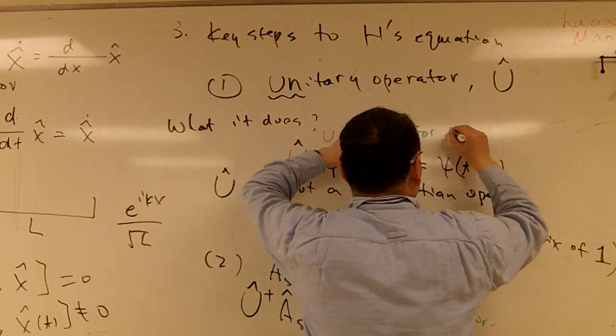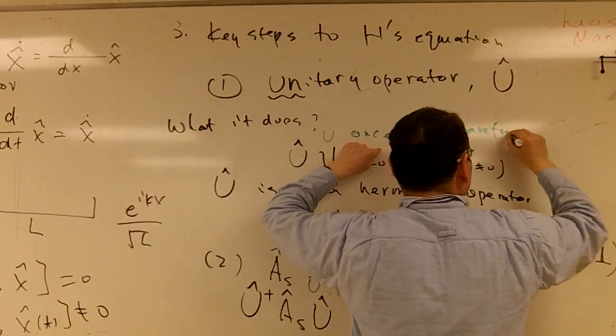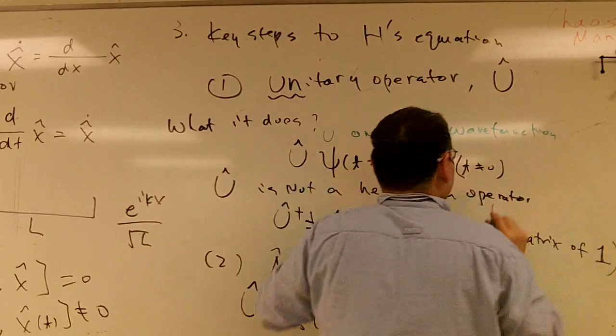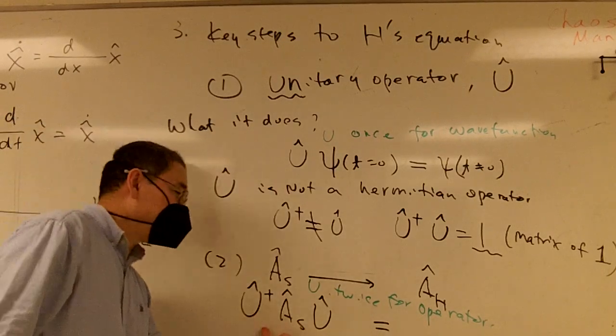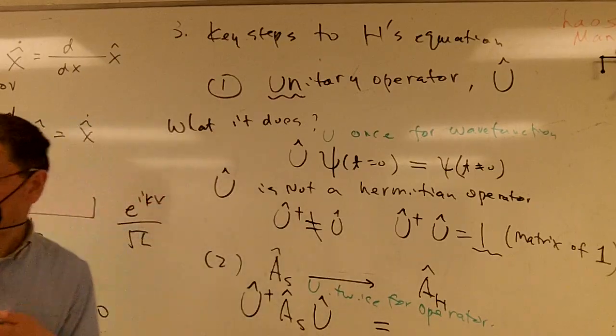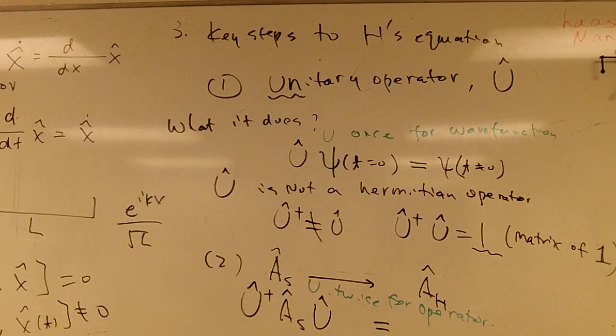Once for the wave function. So for the wave functions, U only appears once. For the operator, the U must appear twice. So this is the difference because of this.